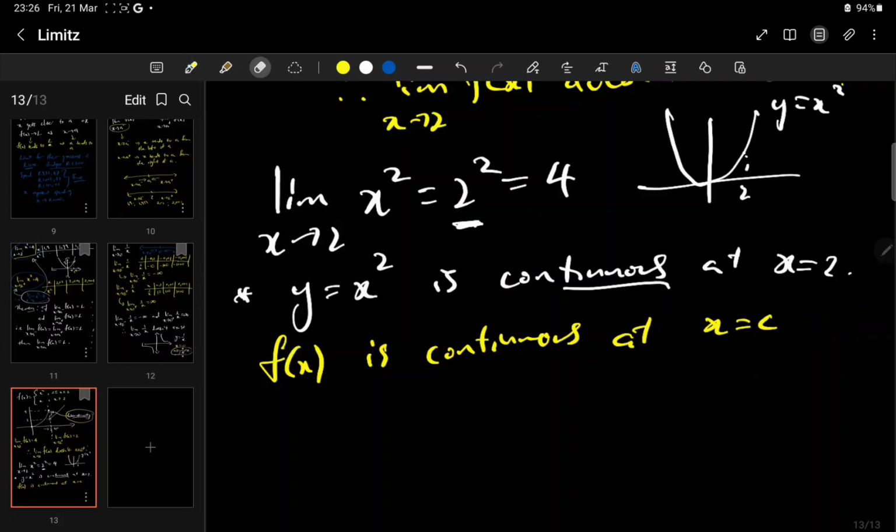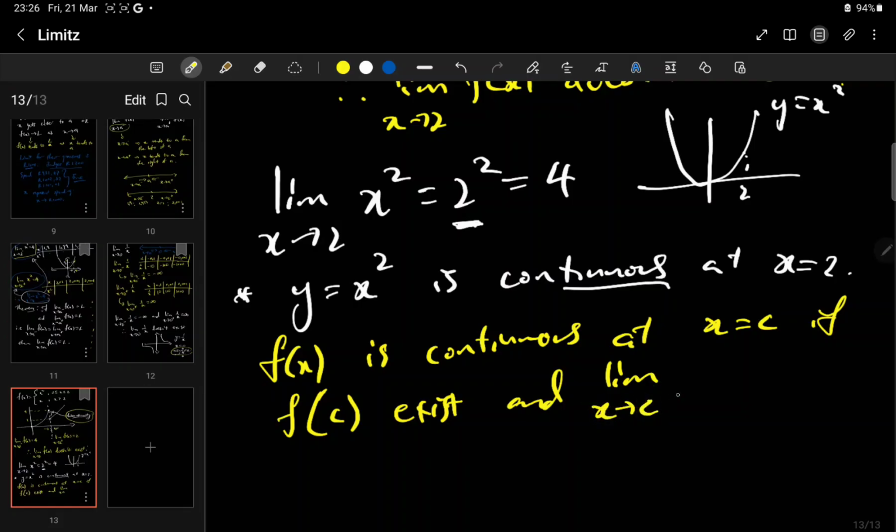At x equals c, number one, if f of c exists, and the limit as x tends to c of f of x is equal to f of c.